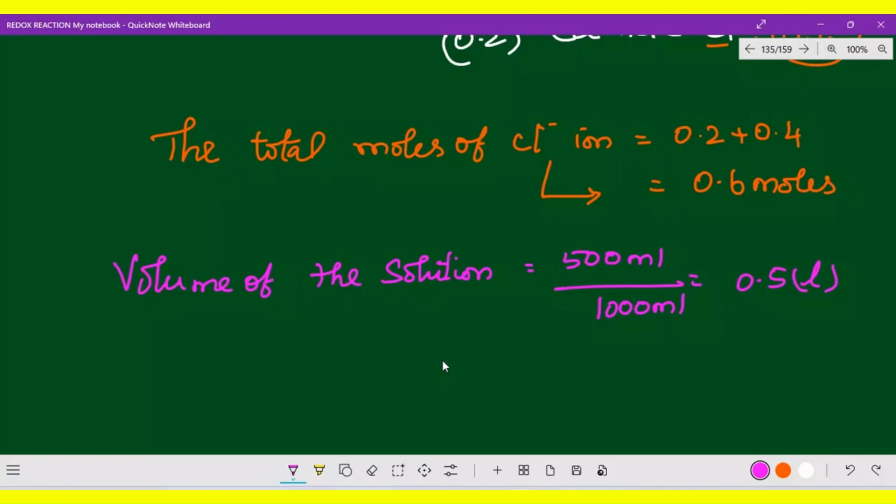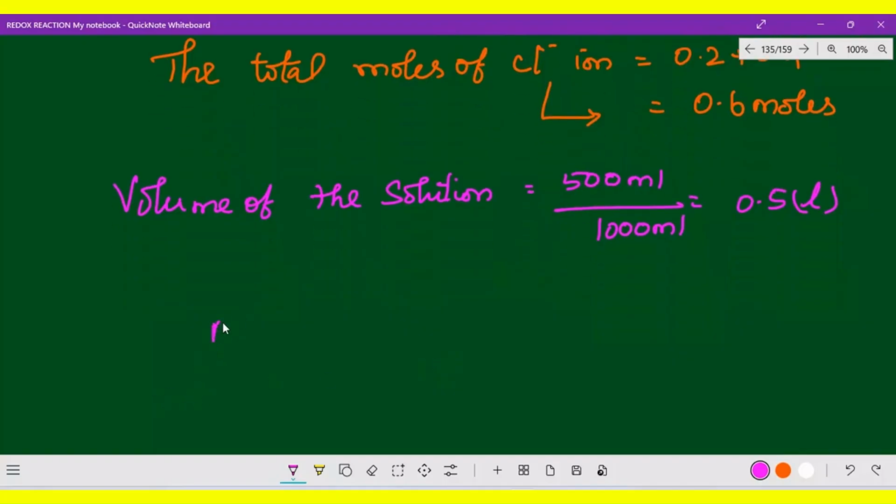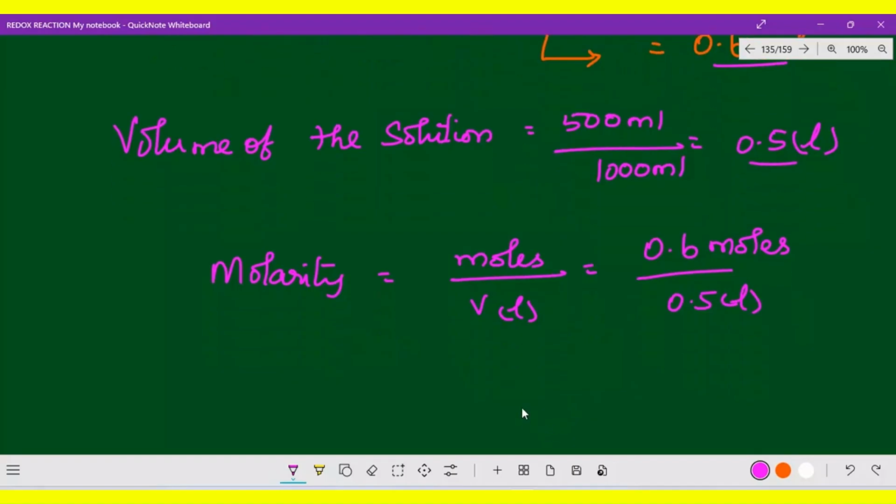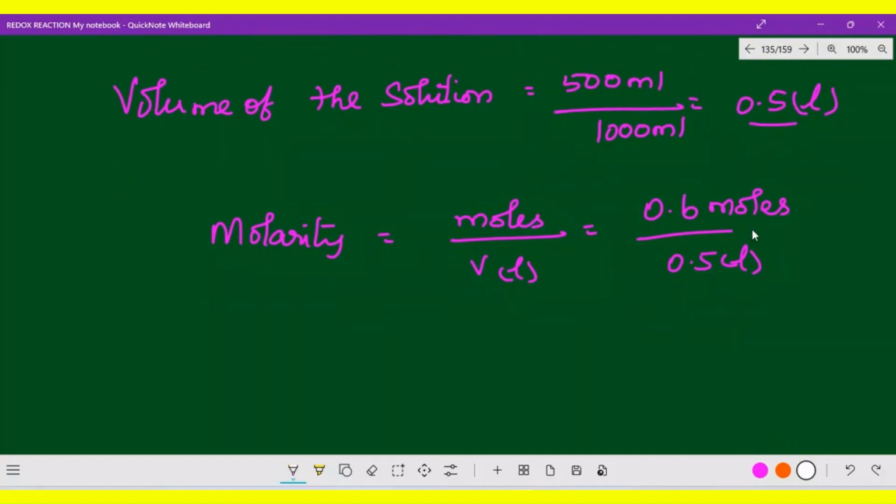Right, now next one here, molarity we have to identify. So molarity is equal to what? Number of moles of solute divided by volume of solution in liter. So moles by volume in liter. So moles, how much? Cl minus ion only they are asking, so that means 0.6 moles. You know how we got that 0.6 moles? Divided by volume in liter, which we got as 0.5 liter. Now what is the molarity you are getting? You will get 1.2 molarity.